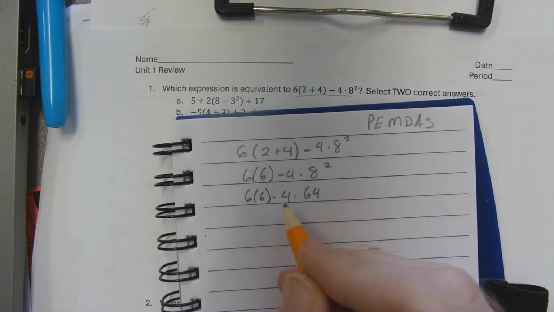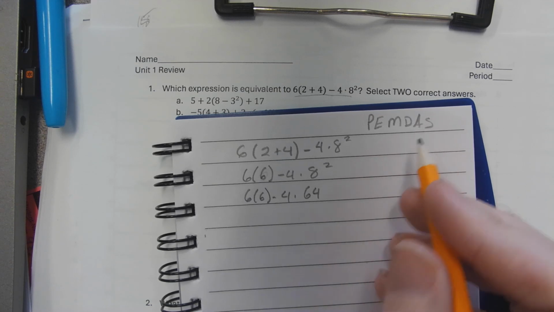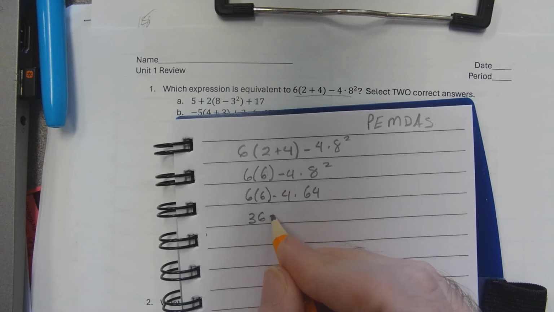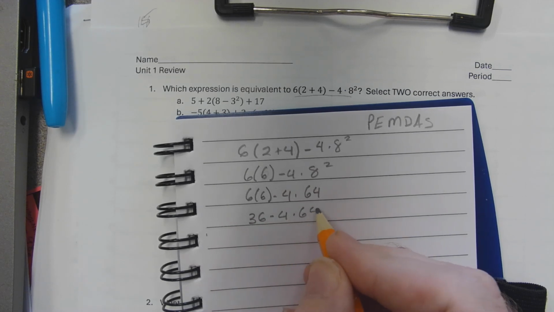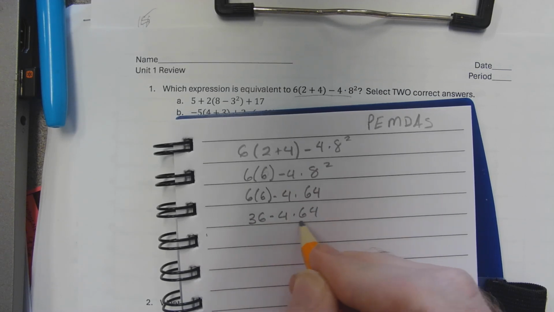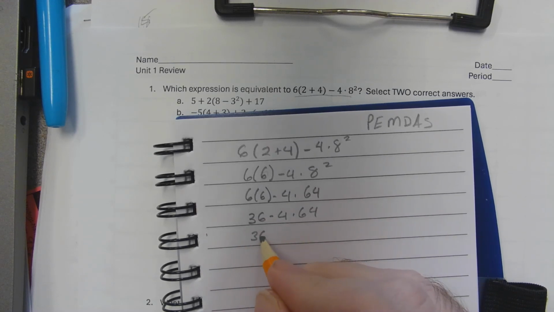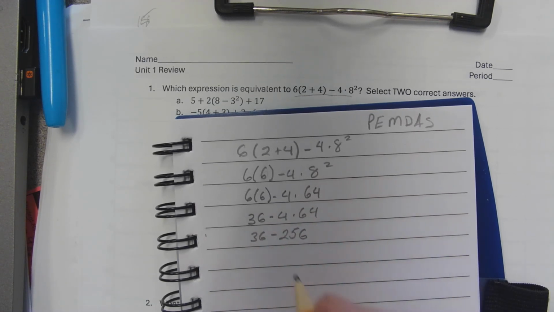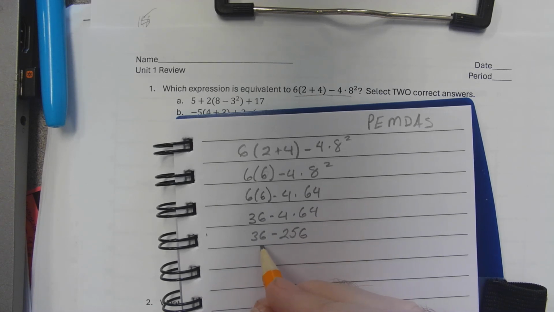Okay? So then we multiply and divide from left to right. Well, 6 times 6 is 36. And then there's still multiplication, so 4 times 64, well, 4 times 4 is 16, carry 1, that's 24, and 1 is 25, so 36 minus 256. And so 36 minus 256, well, that's negative 220.